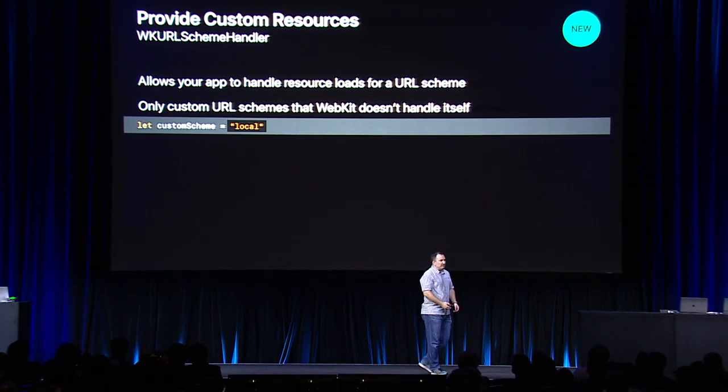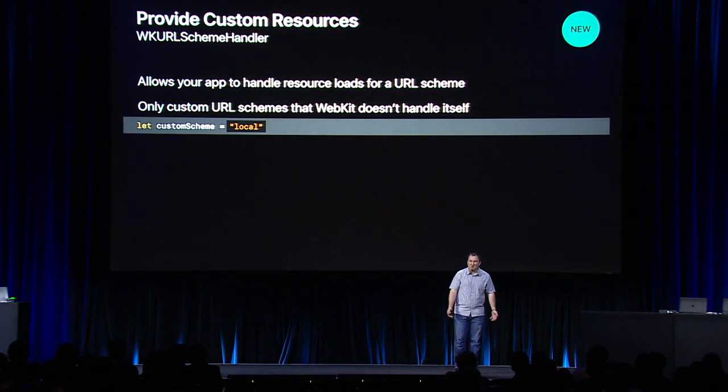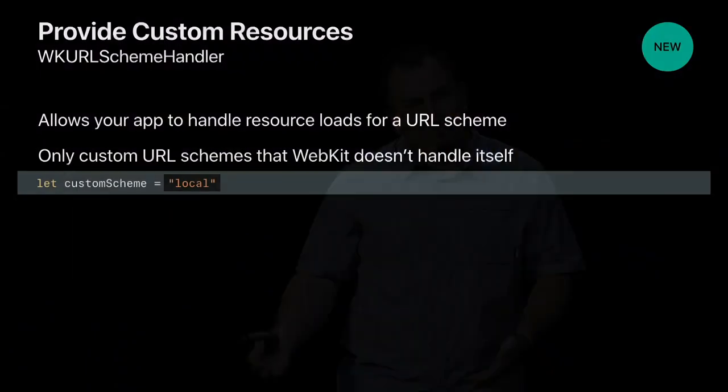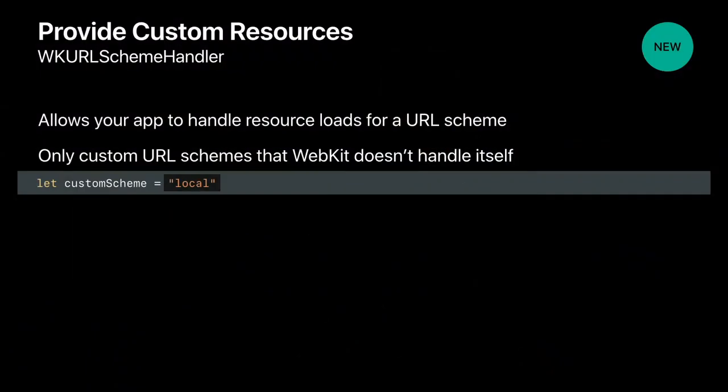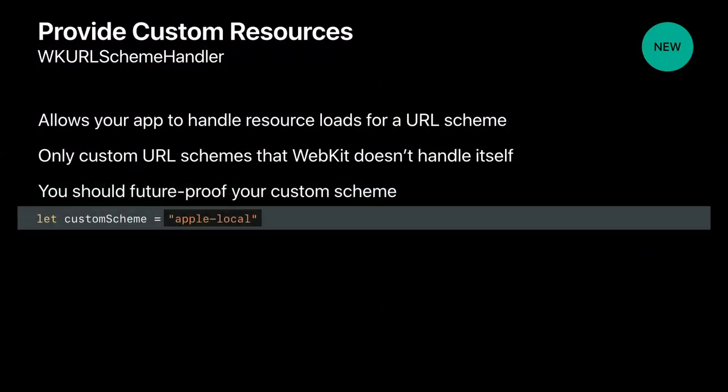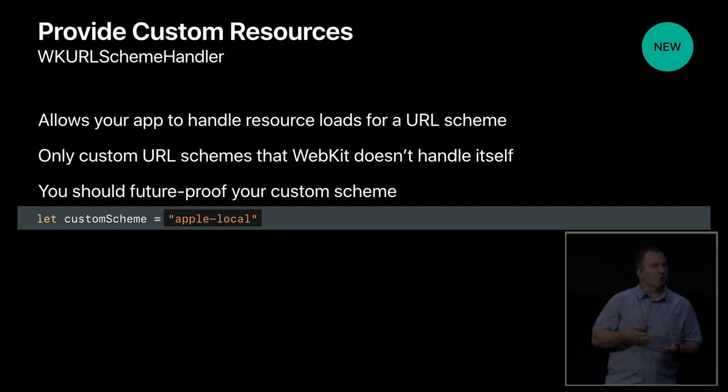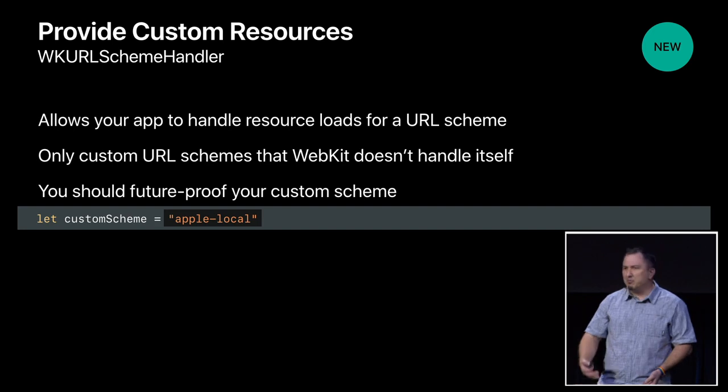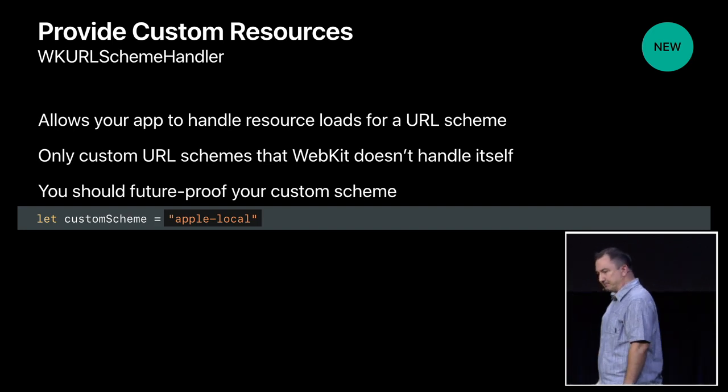In this example, we've arbitrarily chosen the scheme local, not a standard URL scheme that WebKit handles itself, not any part of any web standard or anything like that. But one could conceivably see how it could become a web standard in the future. It might become something WebKit handles itself. So we'd like to encourage the best practice of future-proofing your custom scheme by namespacing it with your company name or the app bundle name, something like that.